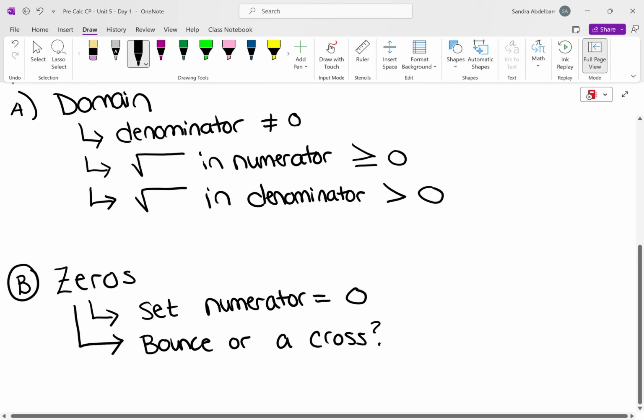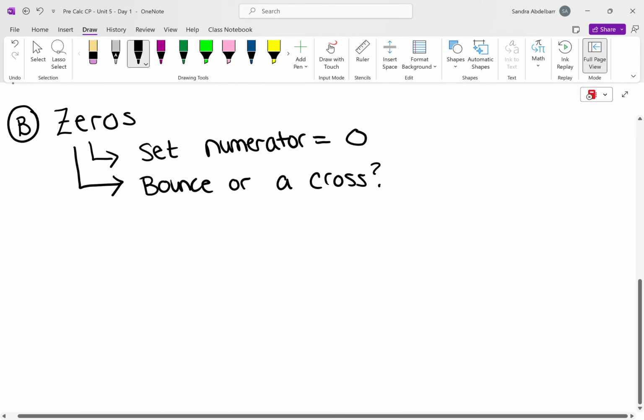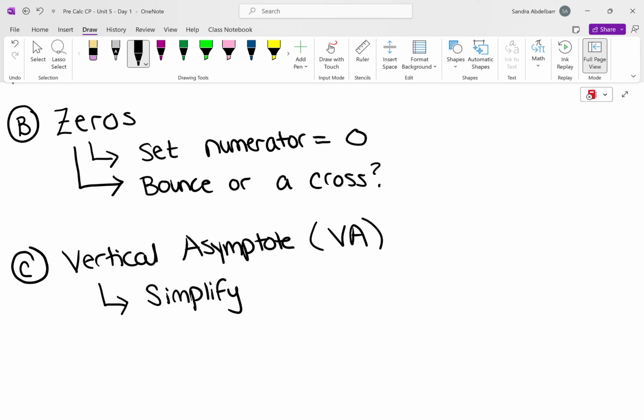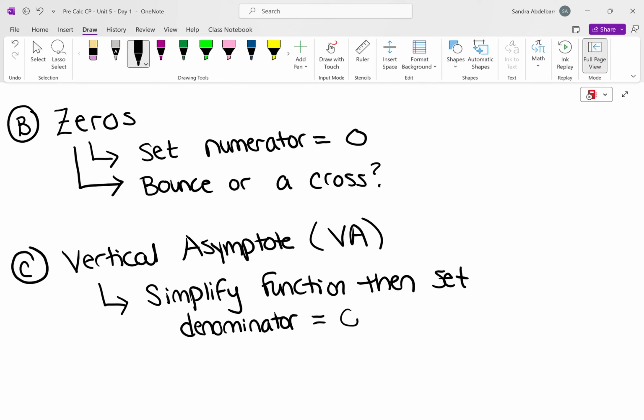Okay, next part of this. Vertical asymptote, which I shortcut as VA. All right, so in order to decide if there's a vertical asymptote, what we're going to do is simplify the function. Then set the denominator equal to 0. And then we solve.